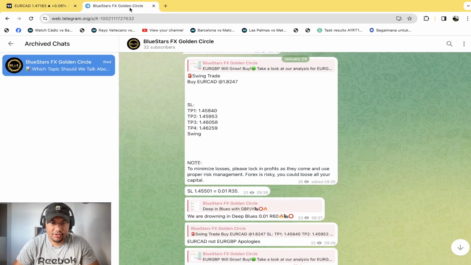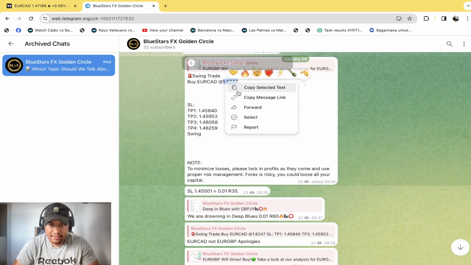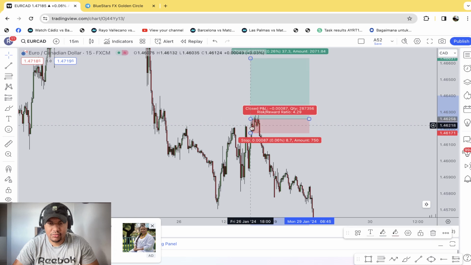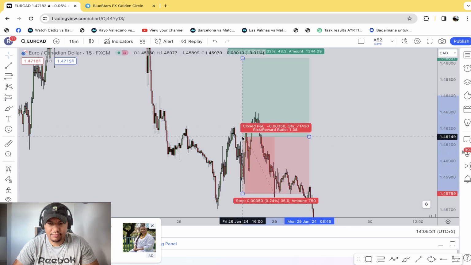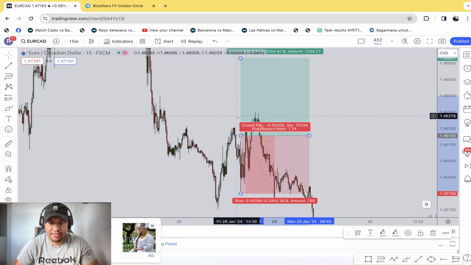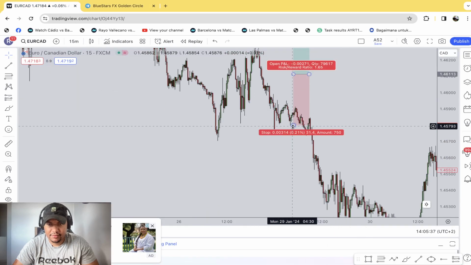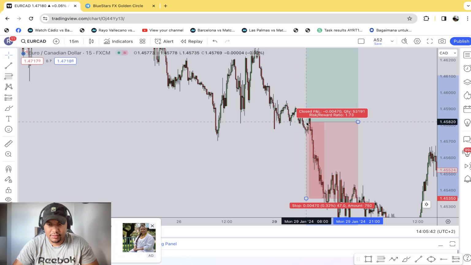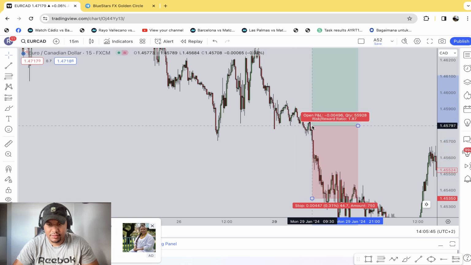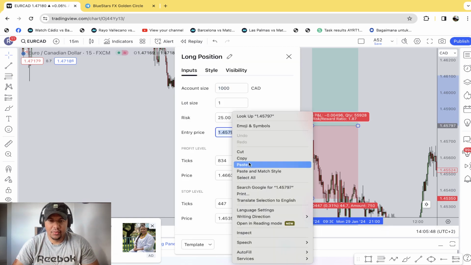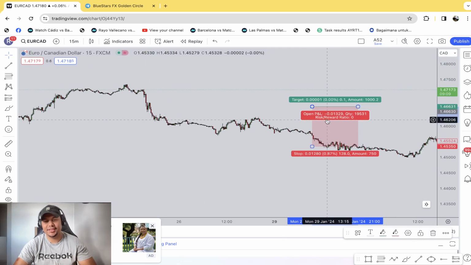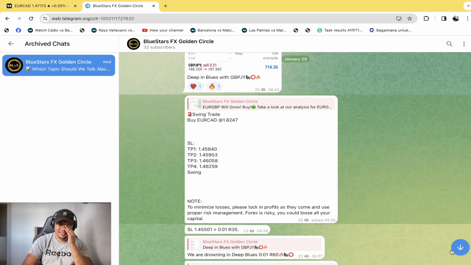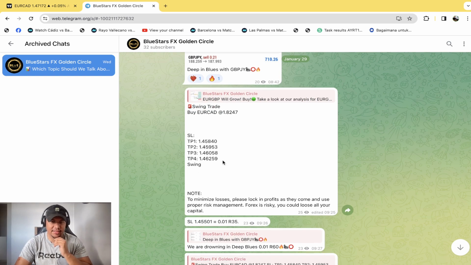Yeah, this should not have been a good trade. Buy Euro CAD. This was at 0925, on the 29th, sorry. Yeah, 0925. There we go. Do you see? I think that was a Euro GBP trade.